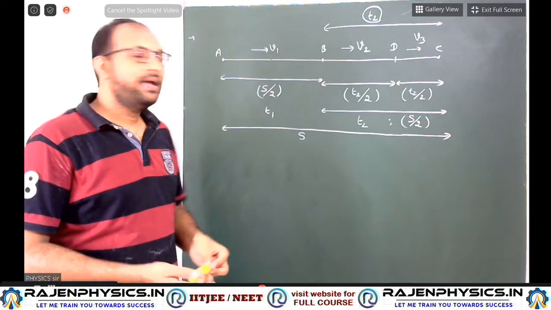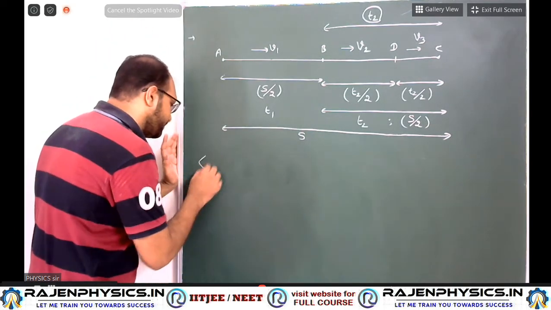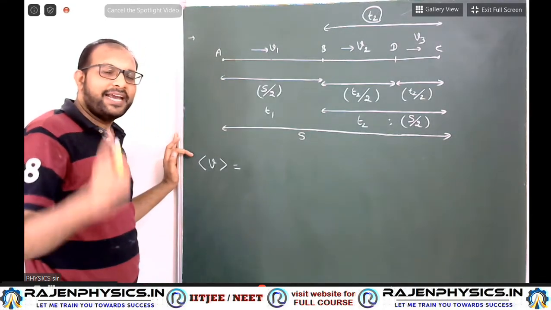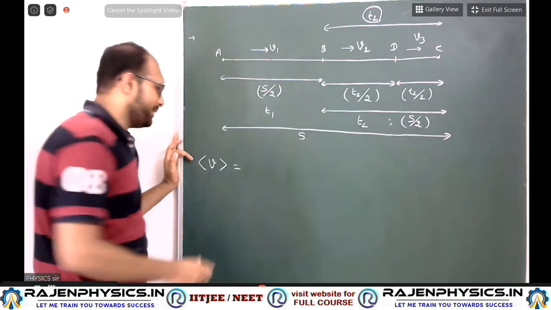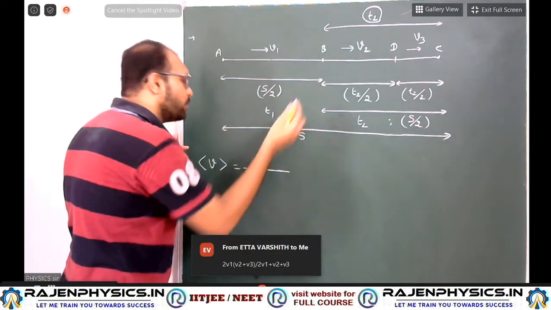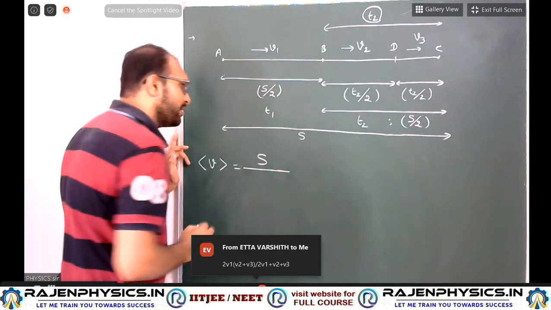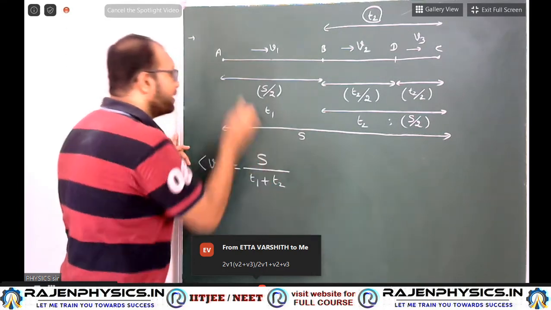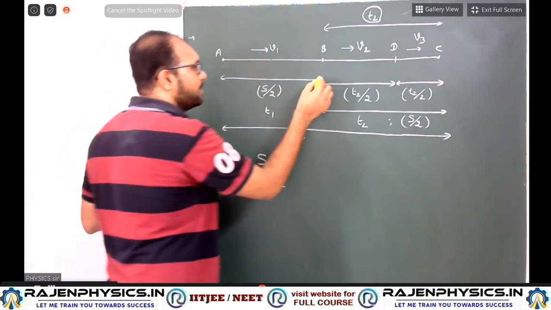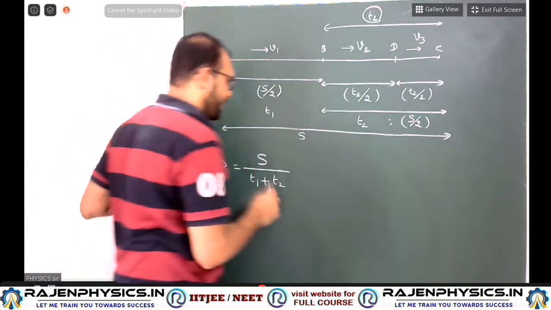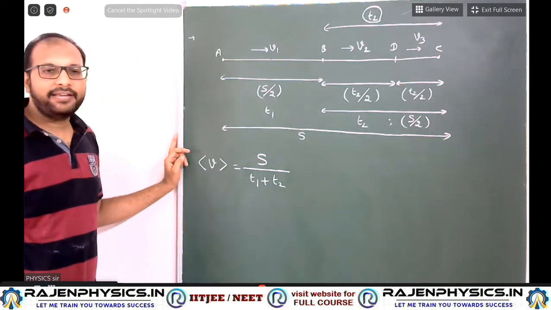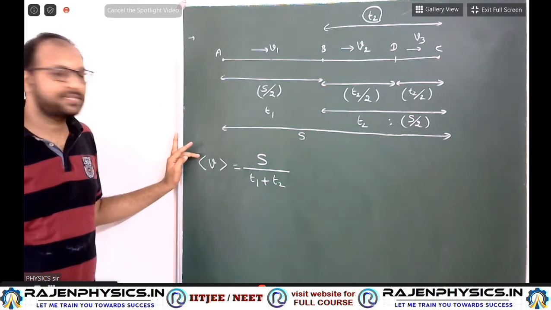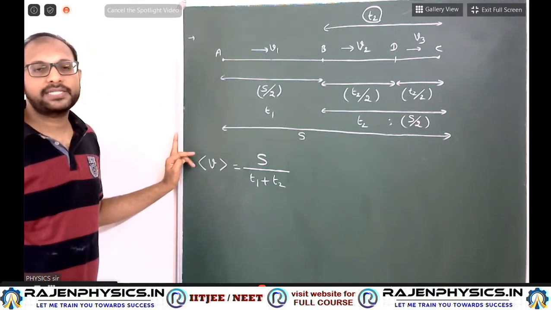Ready? Now average velocity. Students, average velocity, again the basic concept: total displacement divided by time. What is the total displacement? S. What is the time taken? T1 plus T2, because here to here is T1 and here to here is T2. So the average velocity is S divided by T1 plus T2.